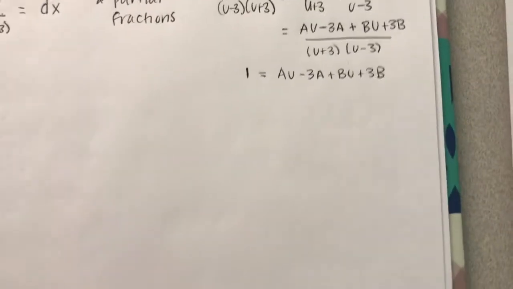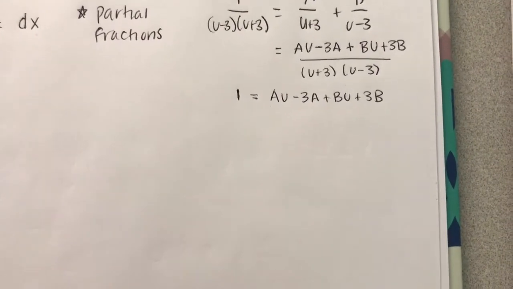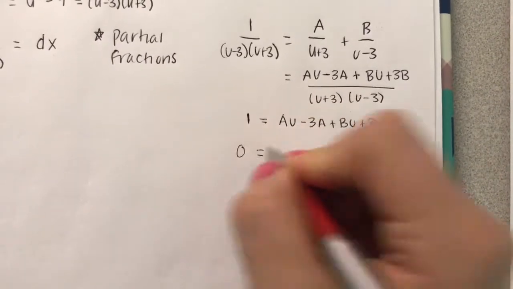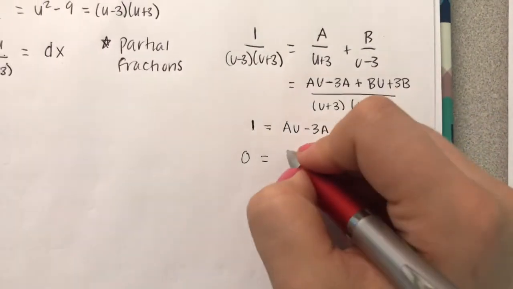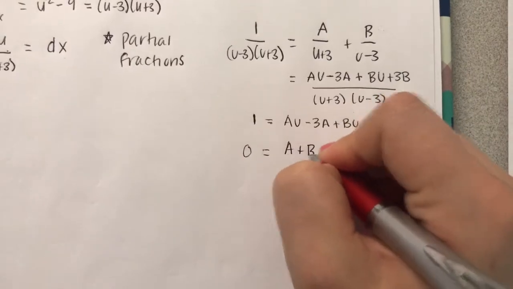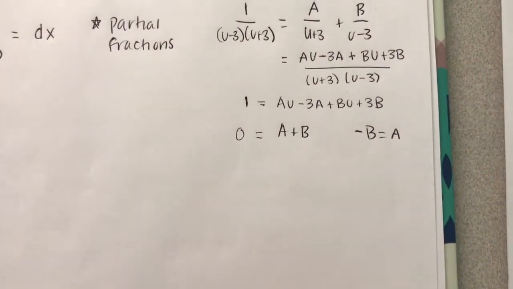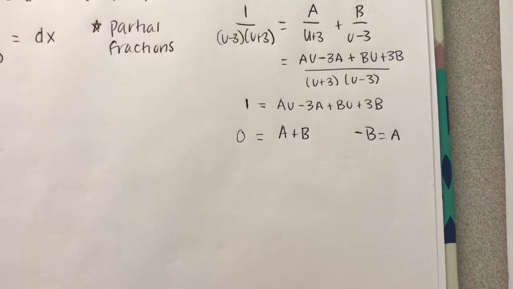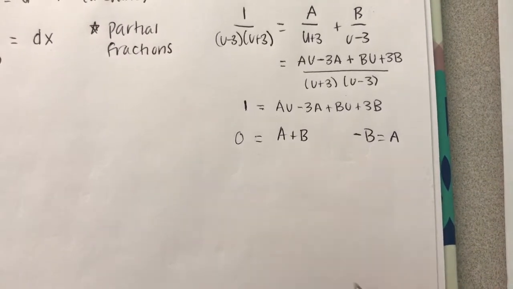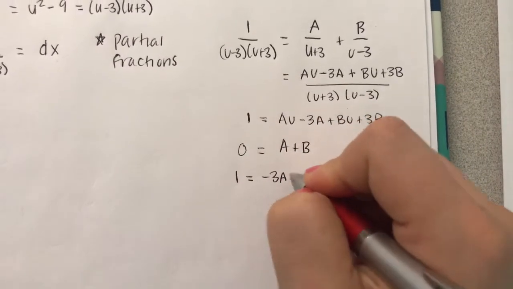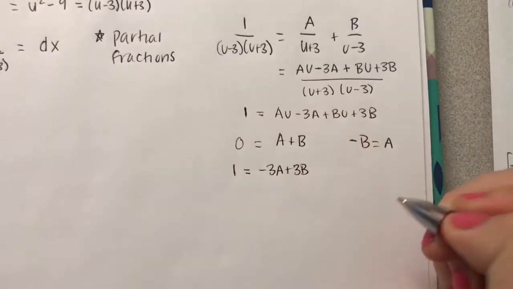So now let's look at our terms with u in it. On the left, I have 0 terms with u, so that's going to be 0 equals, and on the right, I have A + B, which I can turn into -B = A. Now let's look at the terms of our constants. I have a 1 on the left and -3A + 3B on the right.